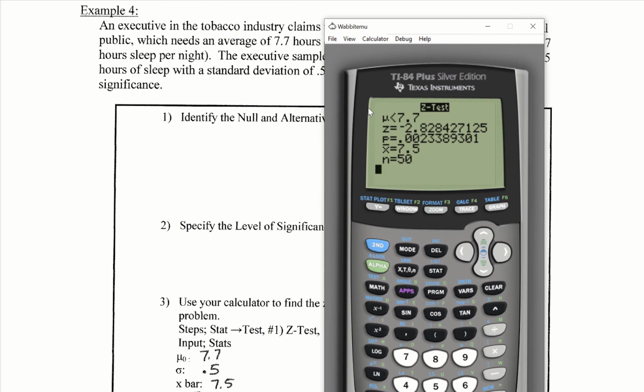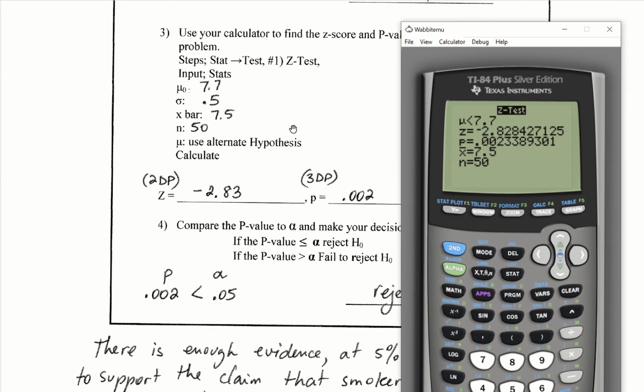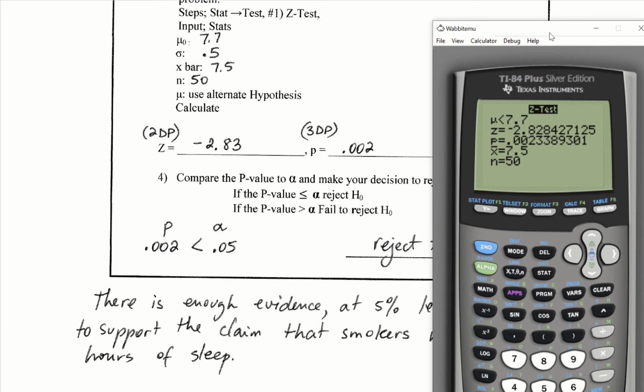And the thing that's really nice about this, the calculator, either the 83 or the 84, is they will give us exactly the p-value that we need to complete our hypothesis test. So p is going to be 0.002. On the homework, they're also going to ask you for the z-test statistic. That z-test statistic will also be provided to us. It's negative 2.83.